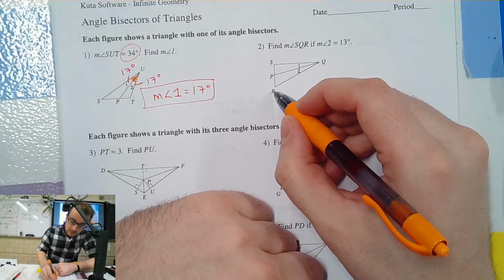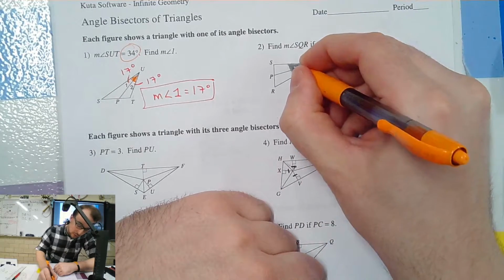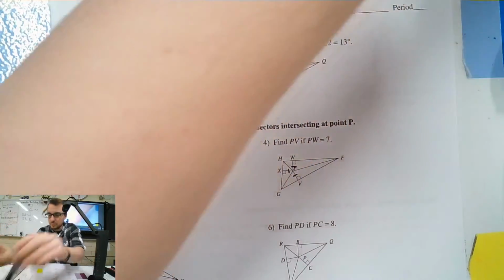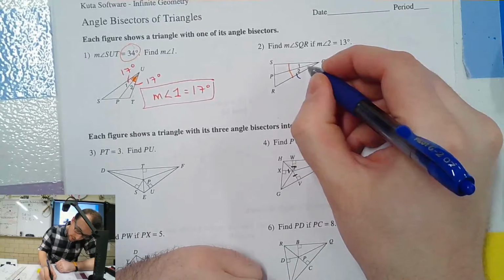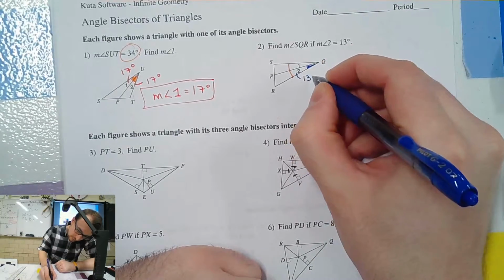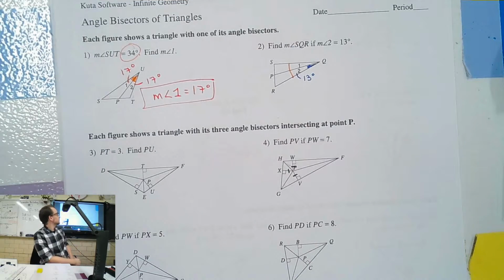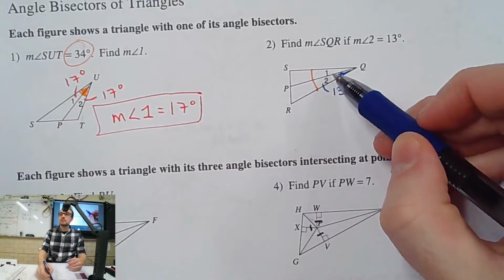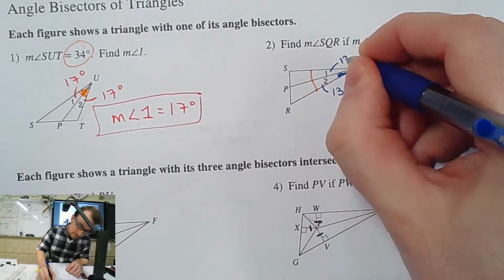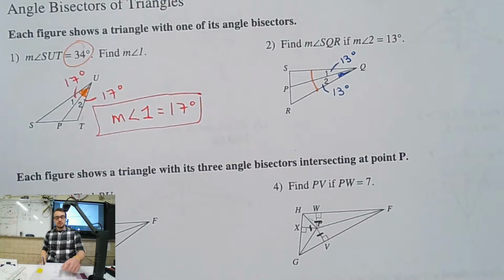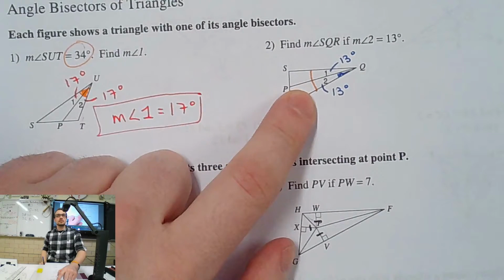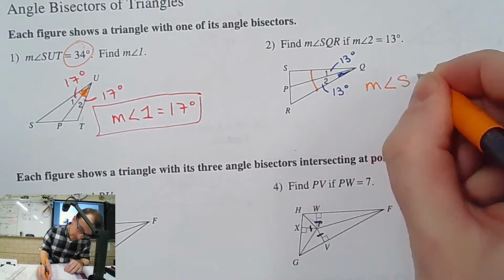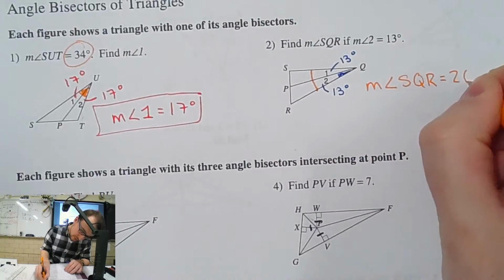SQR is what we're trying to look for, right? We're trying to look for the whole angle, right? But they told us angle 2, this angle right here, let me include it. Angle 2, that bit, that's 13. Now, if PQ is an angle bisector, what does that tell us about angle 1? Angle 1 is also 13. So what's the orange angle going to be? Oh, that would make 26, right? SQR measures 26, right?